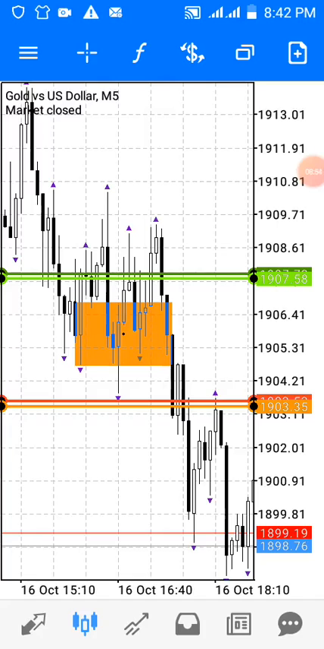Okay, now we know how to place our trade entry and the pending orders for the hedge. Now let's look at the take profit.